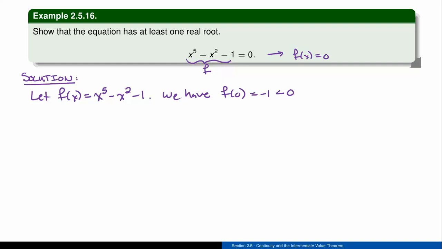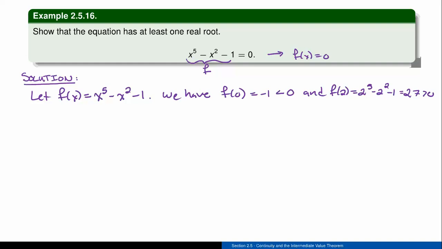If you look at actually plugging 2 into this thing, we're going to kick out a positive number. So we have that f of 0 is negative, and f of 2, plugging 2 into this, is going to be 2 to the fifth minus 2 squared minus 1, and if you do the computation, it kicks out a 27, which we know is positive. So we have f of 0 is negative and f of 2 is positive.